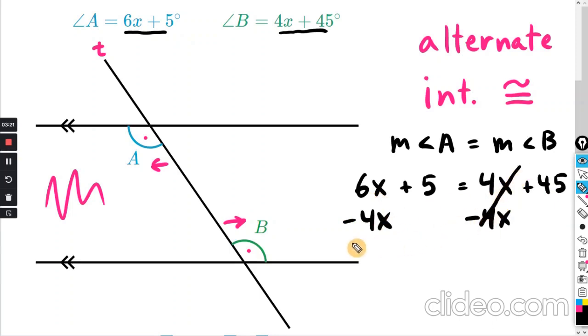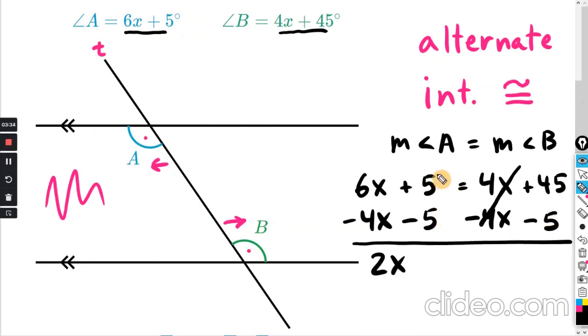But this cancels right here. Okay, 6 minus 4 is 2, and we still have x. We need to get rid of this 5 and move it over here. Opposite of plus 5 is minus 5. Okay, it cancels here, and bring down your equal sign. 45 minus 5 is 40. And dividing both sides by 2, the 2's cancel. And x equals 40 divided by 2, which is just 20.